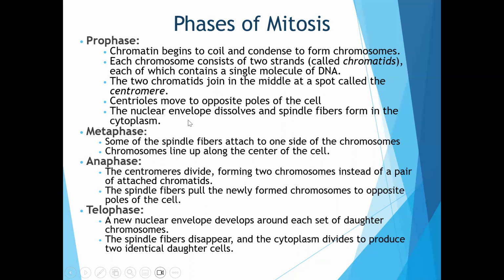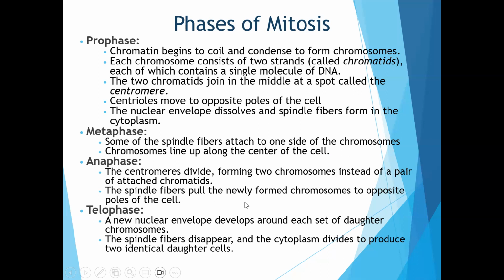You then move on to anaphase. The centromeres, remember, that middle spot, are then going to divide. Now you have two chromosomes rather than a pair that are attached. The spindle fibers then pull the newly formed chromosomes to opposite sides of the cell. So the big thing to remember in anaphase is that this is where the separation of the chromosomes, or the centromeres, occurs.